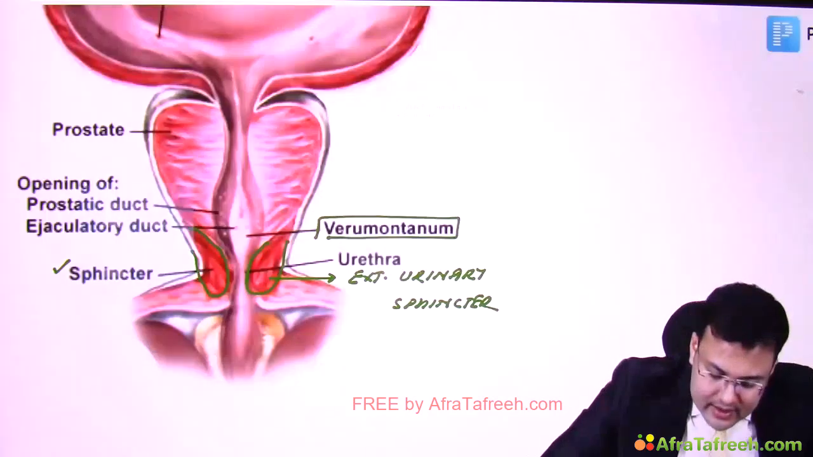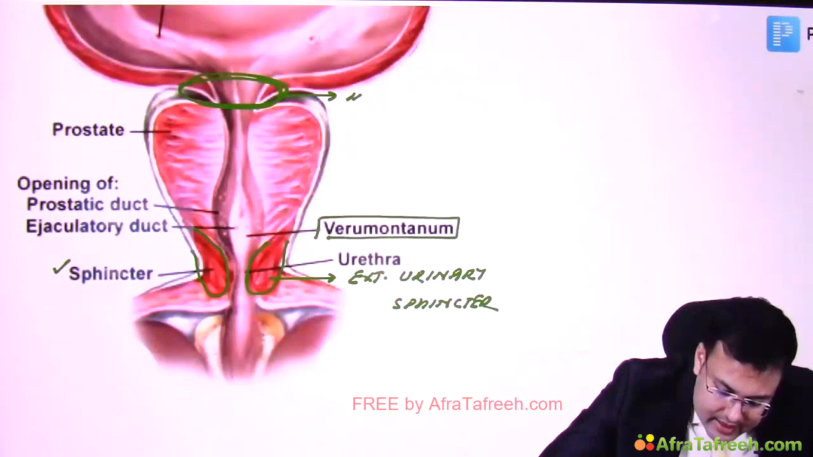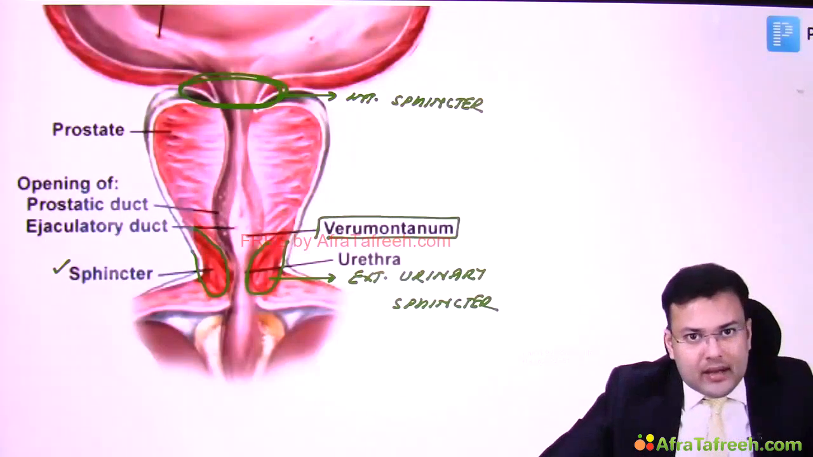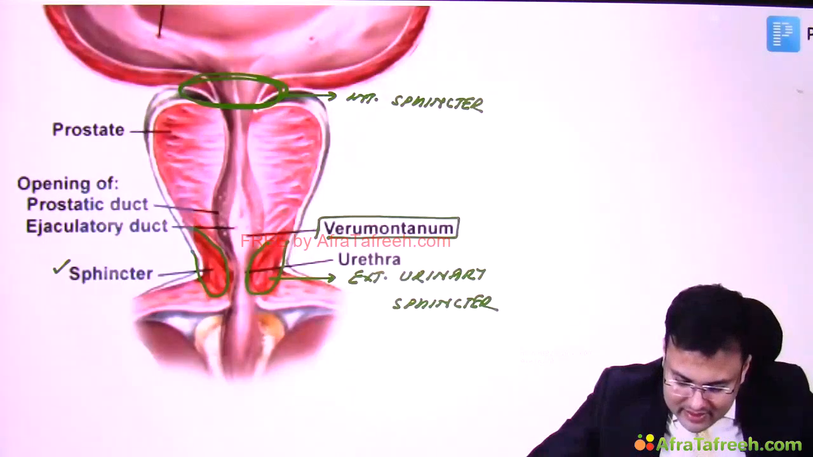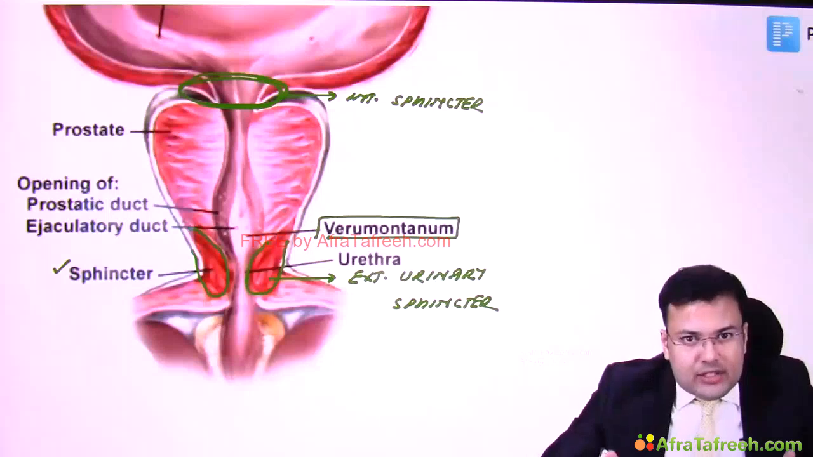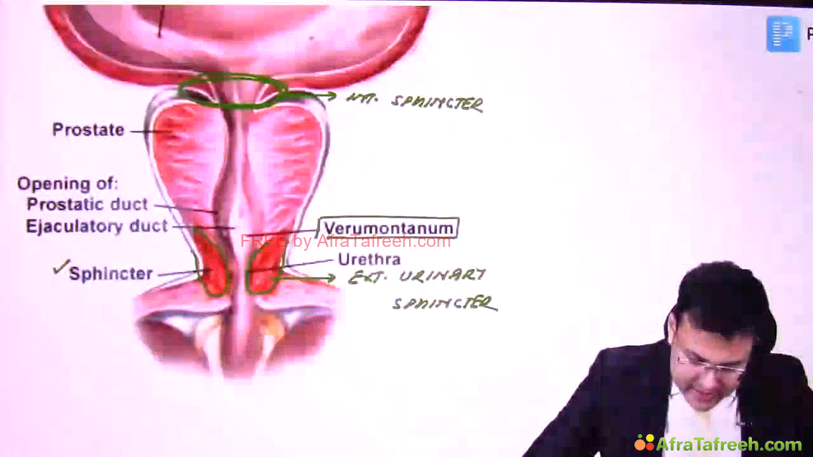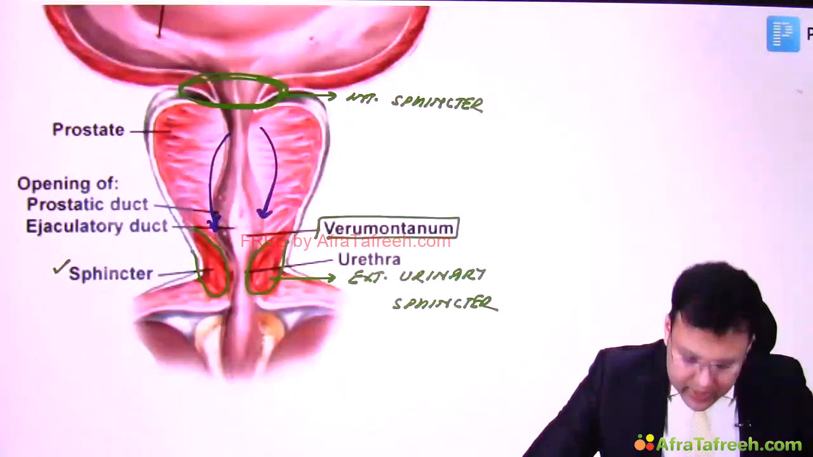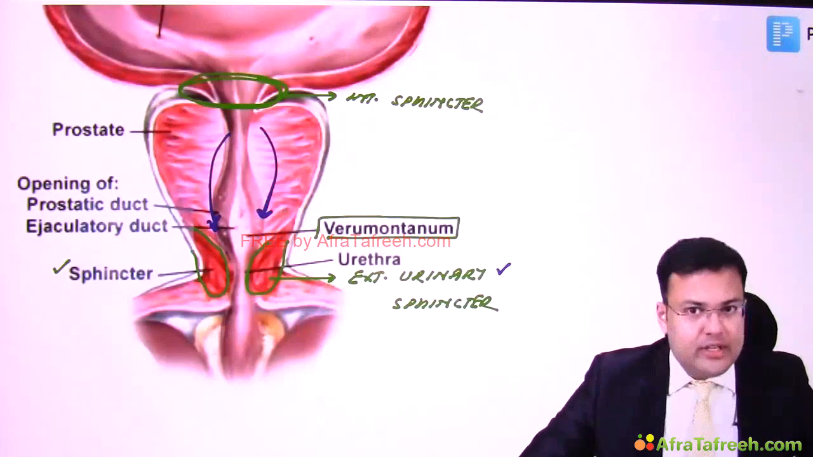Clear? There is an internal urinary sphincter also. So this is the internal sphincter. And for the internal sphincter there is no landmark. What is the most important distal landmark? That is this verumontanum, because it is located just proximal to the external urinary sphincter. Whenever we are removing the chips of tissue, we are not going beyond the verumontanum. Why? Because we want to protect the external urinary sphincter.